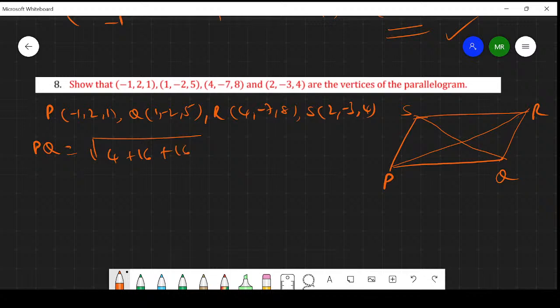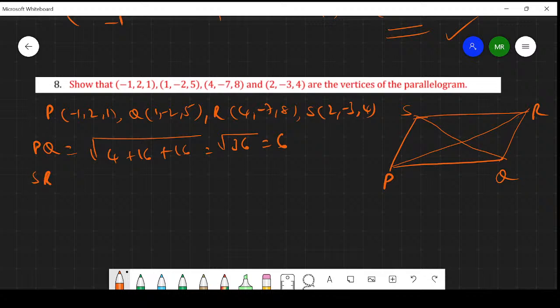I think you understood the distance between 2 points. So directly I have written 1 minus of minus 1, 2 square 4. Minus 2 minus 2, you will get minus 4 square 16. 5 minus 1 square 16. The root of it comes 36, correct? That will be 6. You got the distance is 6, I got 6. So PQ is 6.